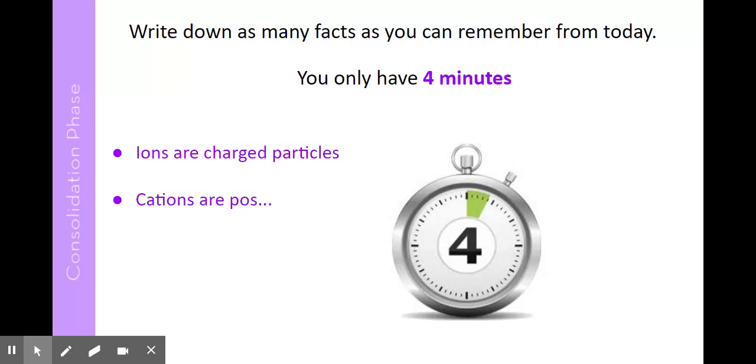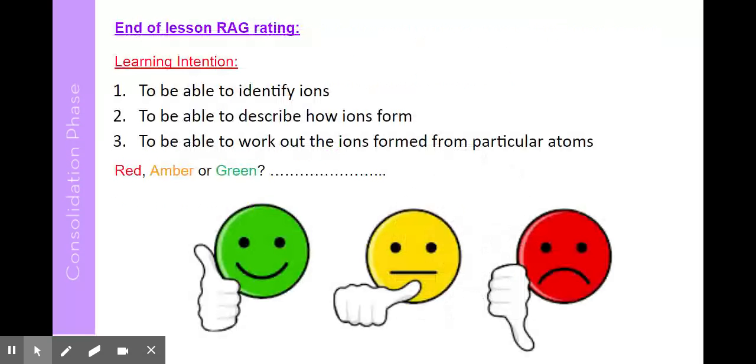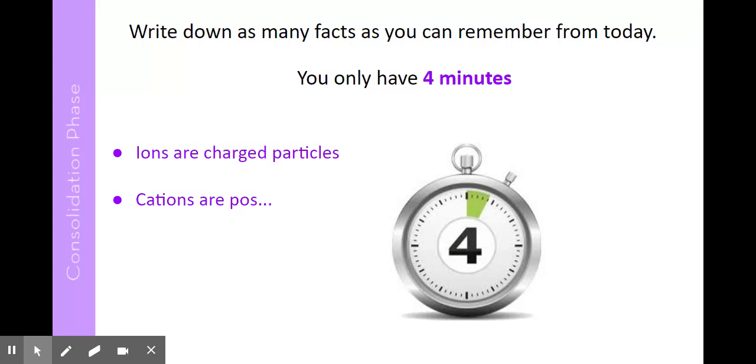So what I'd like you to do is write down as many facts as you can remember, and then once you've done that, you need to complete your RAG rating. And what I've done is I've done a RAG rating for each learning intention, i.e. red, amber or green. Complete that on your student worksheet and then submit your work.